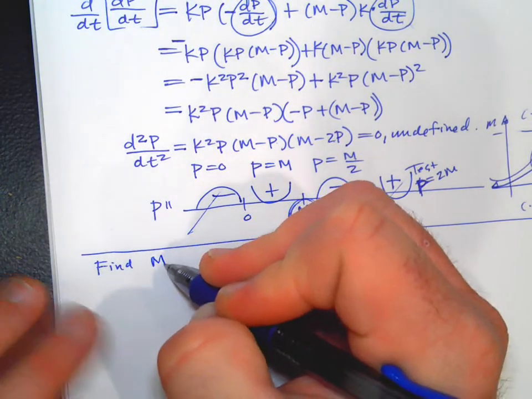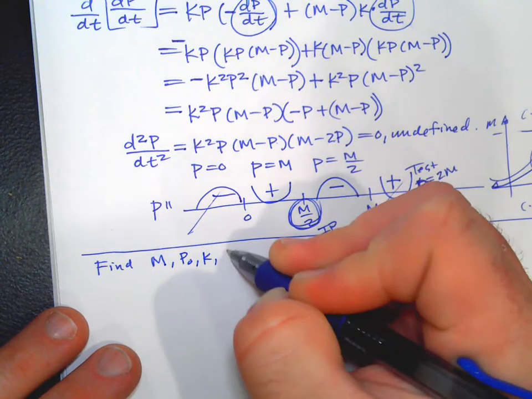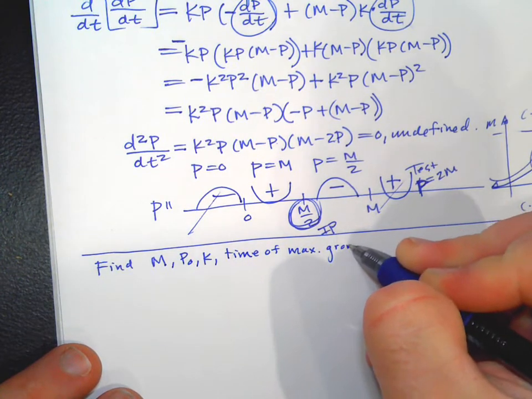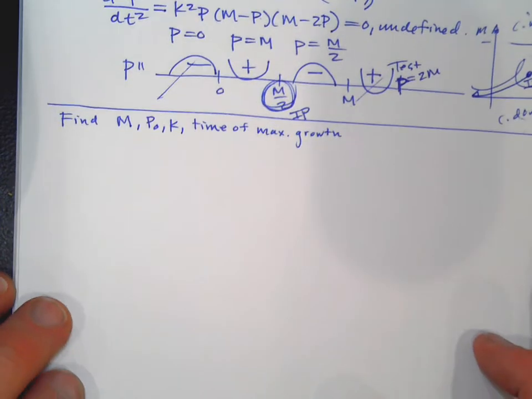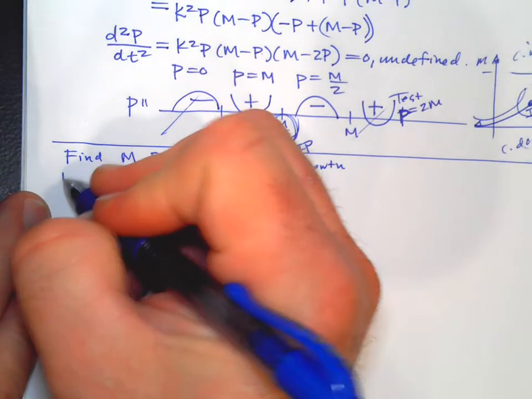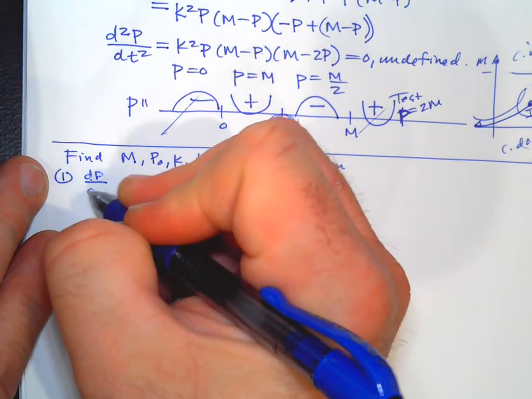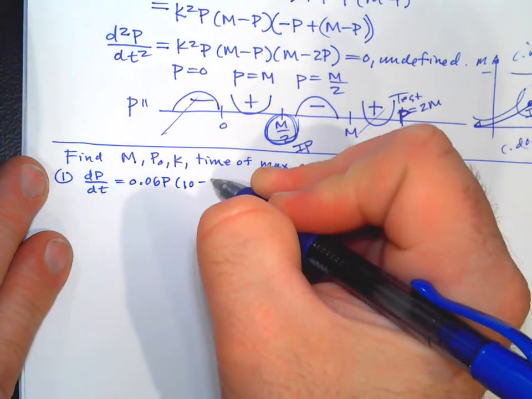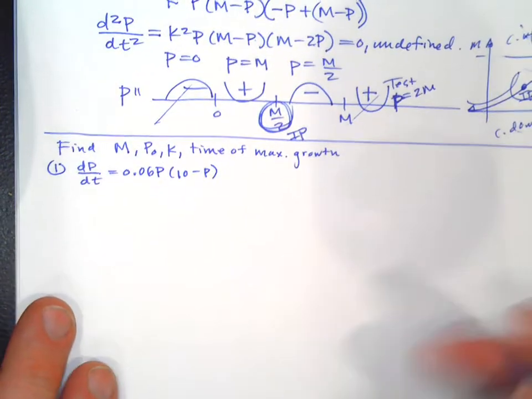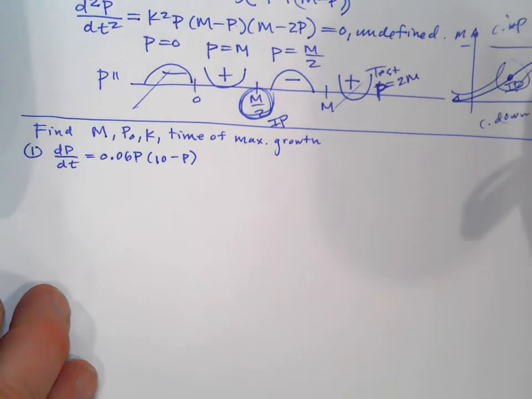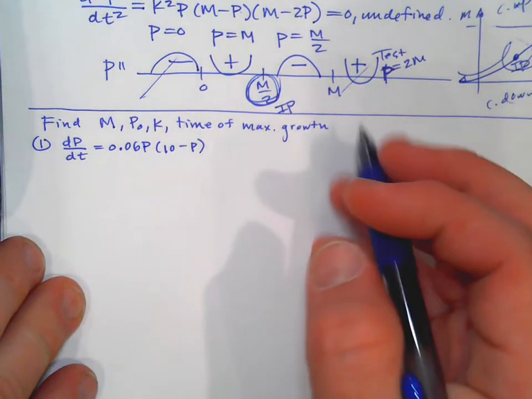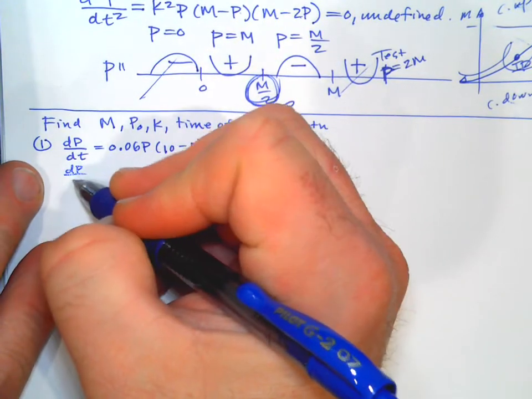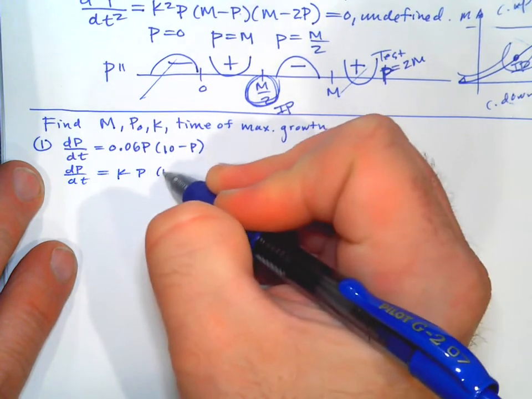So find M, P naught, K, time of max growth. Okay, so that's the directions. I'm going to try and fit 4 examples down here. So the first one, I'm going to give you the differential equation. The information could be given to you in lots of different ways. One of the things you're going to need to become good at for the AP test is to be able to identify, oh, that's logistic growth, because they might not say. So once you do that, maybe you could write the logistic growth model underneath it just to help you make sure you identify things correctly.